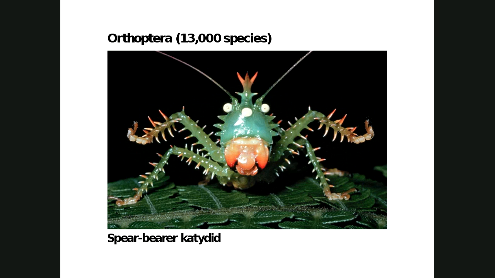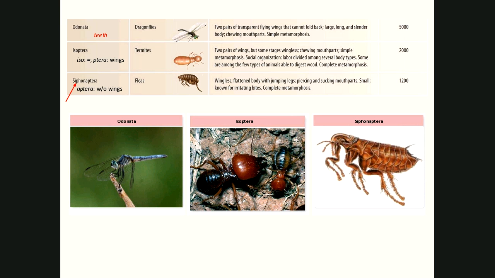A couple little other groups, the Odonata, which are the dragonflies, my favorite group. Dragonflies have been around forever. Their name, Odonata, comes from the fact dragonflies have teeth. Someone that works on your teeth is an orthodontist, right? Isoptera, iso means equal, and ptera means wing. So what we're talking about, equal wings. So they have two pairs of equal wings, not in all stages though. Some stages are wingless. These are the termites.